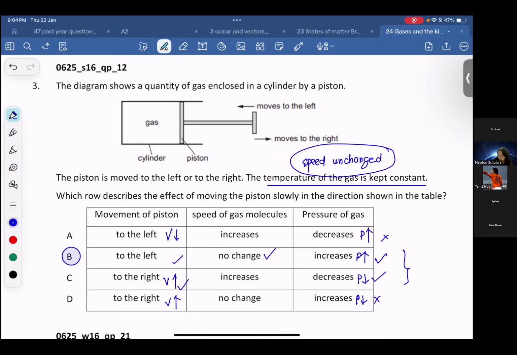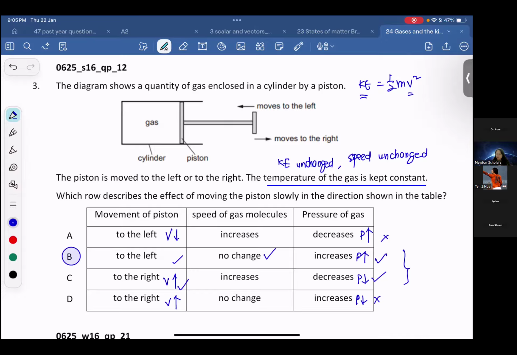Okay, one more. Temperature unchanged, so your kinetic energy unchanged. Kinetic energy is related with the temperature. We already learned about kinetic energy, 1/2 mv squared. Kinetic energy unchanged, your speed also unchanged. Your mass is confirmed unchanged; mass is always constant. So when your kinetic energy is unchanged, speed will also be unchanged. So answer should be B. Is that clear for this?